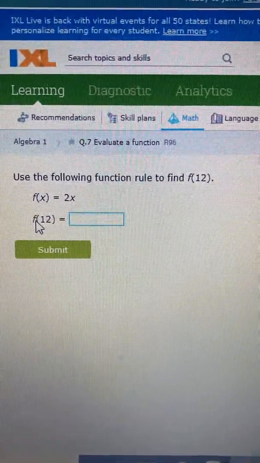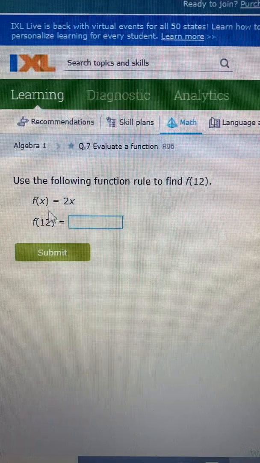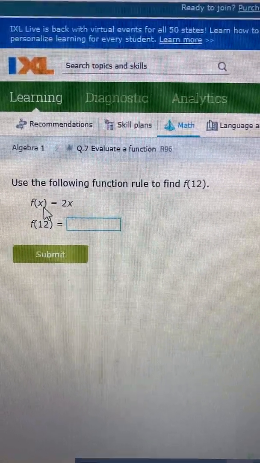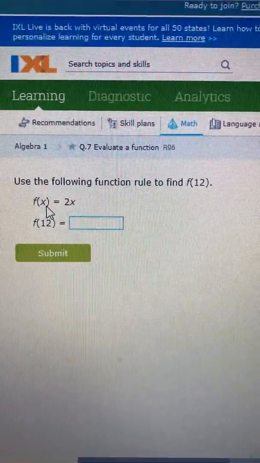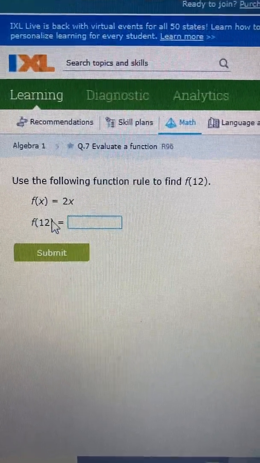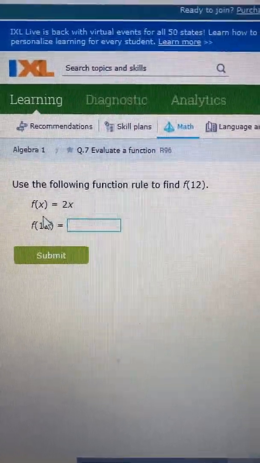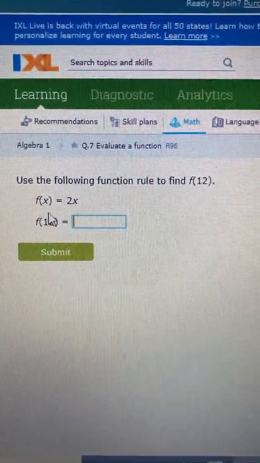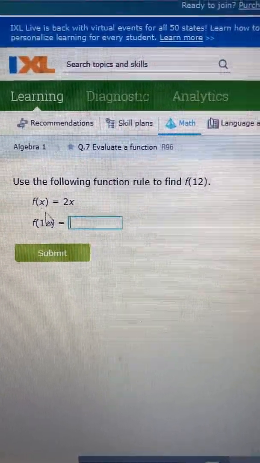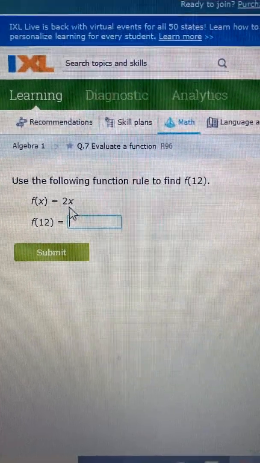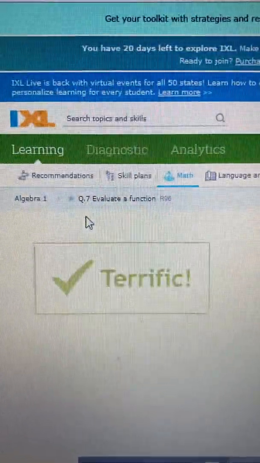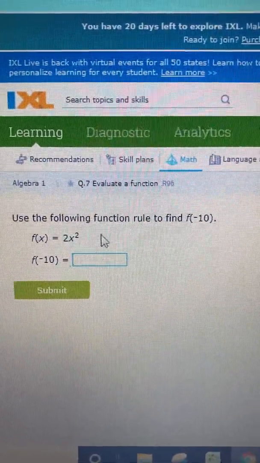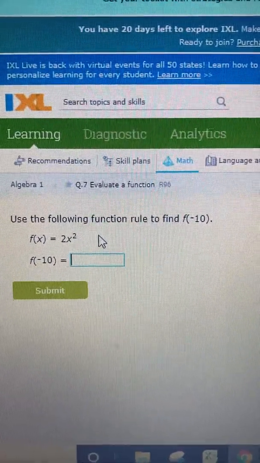But then they're just telling you f of 12, which means 12 is just going to take the place of x. That's all it means. So this is still y, basically. f of 12 is equal to y. And all we have to do is solve the equation when x is 12. So 2 times 12 is 24. Real basic, right? Make sure you're following your order of operations.